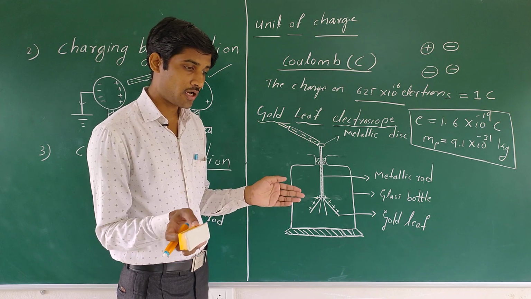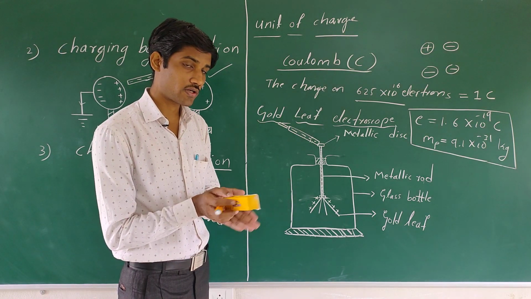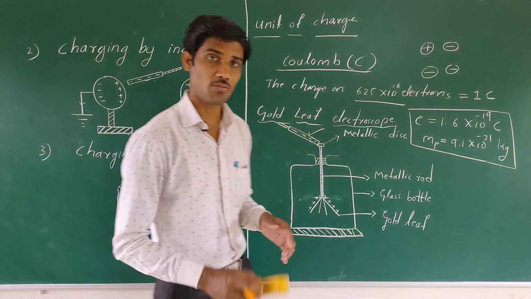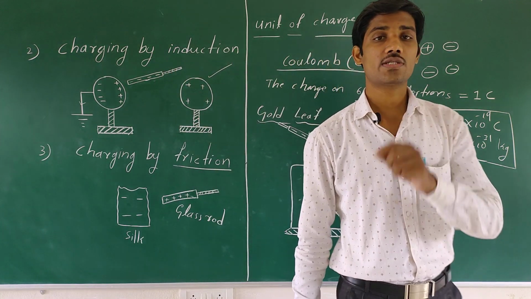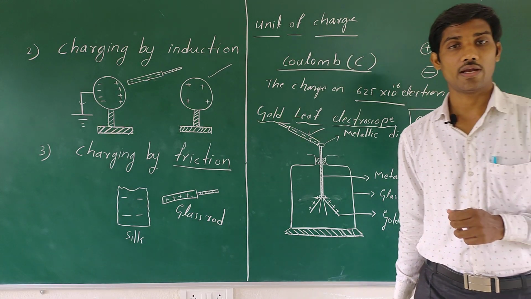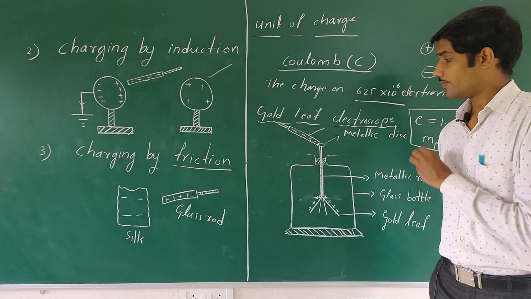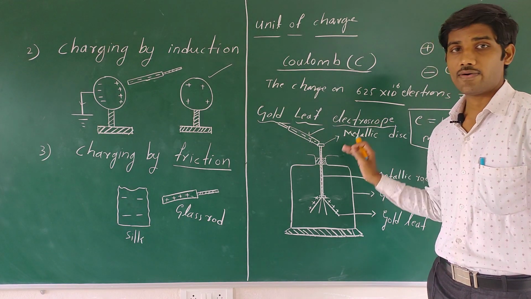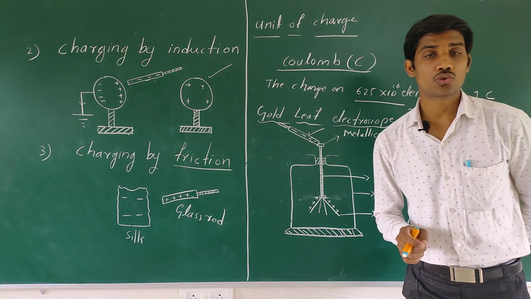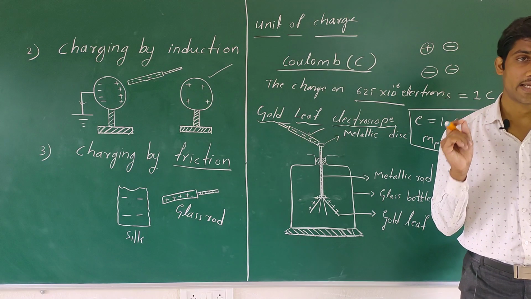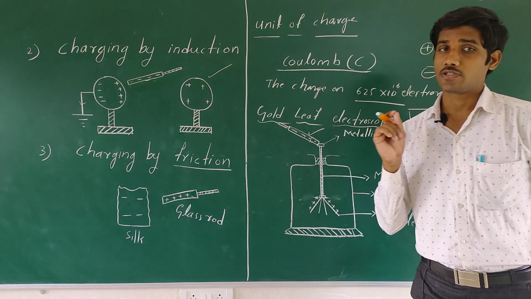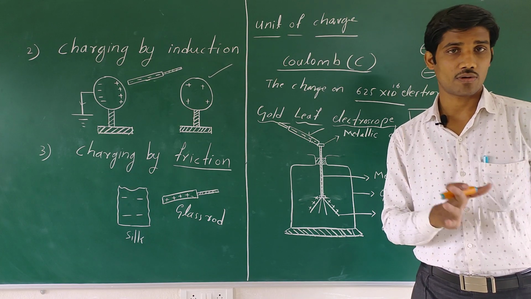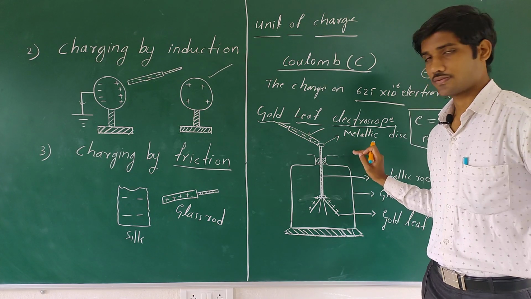So depending upon whether the gold leaves converge or diverge, we can assess the nature of the charge present on the body, or the presence of the charge also. So here, the gold leaf electroscope is a device which is used to sense the charge and to know the nature of charge on the body. We will use this device.